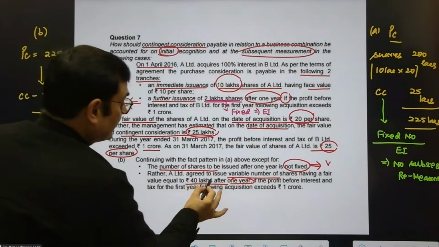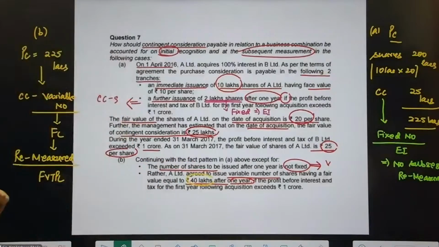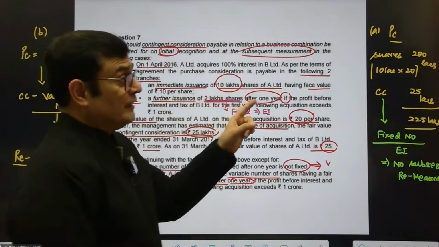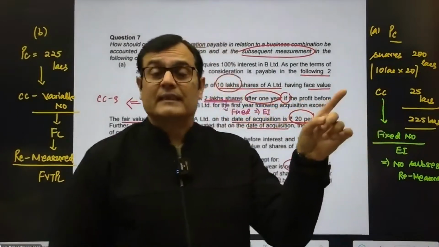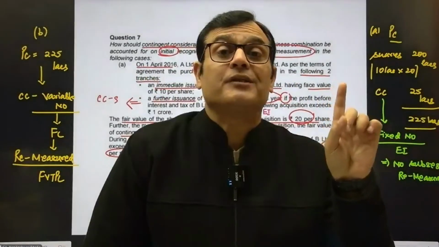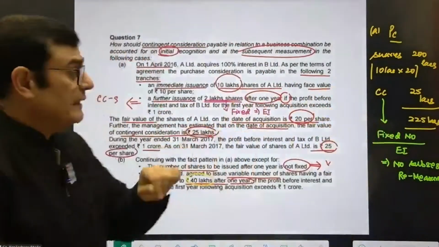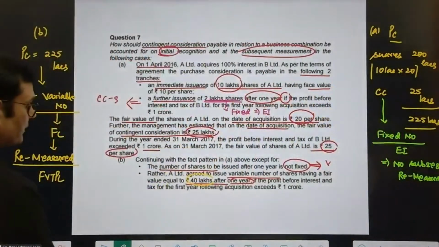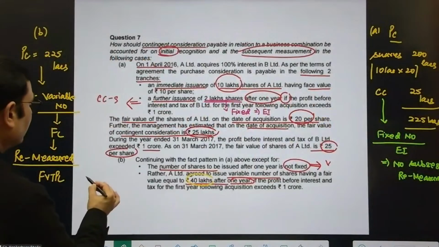So he's very clearly said that the remeasured liability is 40 lakhs. So from 25 lakhs, it became 40 lakhs at the end of the year. There is a 15 lakh increase in the contingent consideration. So you're going to put an entry at the end of the first year. Let's put an entry at year end 1.